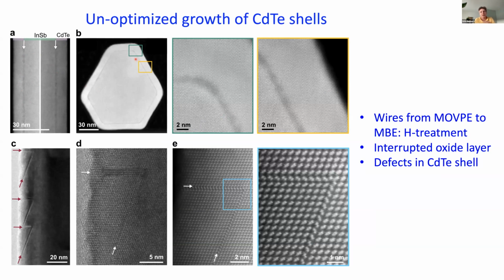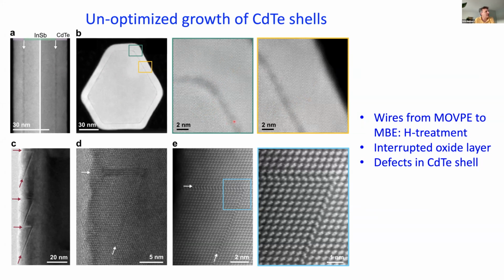We can also make a cross-sectional cut of these wires. Here in the middle, you can see indium antimonide, and here we have the cadmium telluride. We can zoom in at this corner, which corresponds to this image here. You can see, hopefully, the periodicity of the lattice, which is continued from the core into the shell. The same for this part here. So there's clearly epitaxy happening, but you can also see this dark contrast.